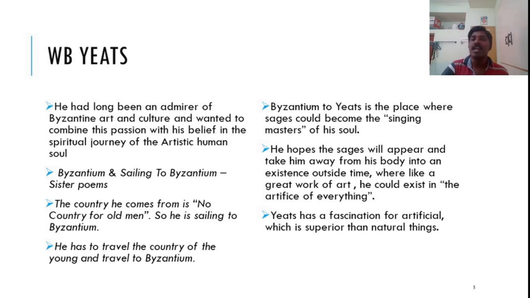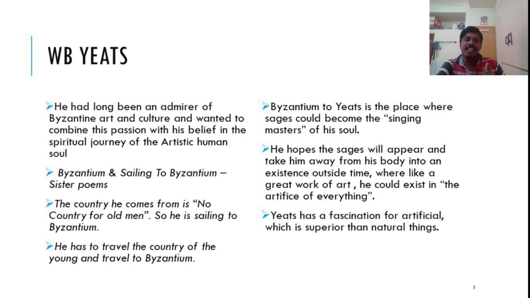The next point is that Byzantium to Yeats is the place where sages could become the singing masters of his soul, right? These are lines he takes straight from the line I have quoted to you here, singing masters of his soul, right? So Byzantium is a place where even sages, with their literary talent, come and sing to you. You could imagine a fantasy place that is culturally prosperous and literarily prosperous, right? So it's bustling with activities like this. Even the sages sing, right? And they sing to the soul.